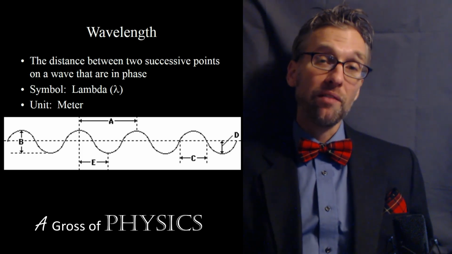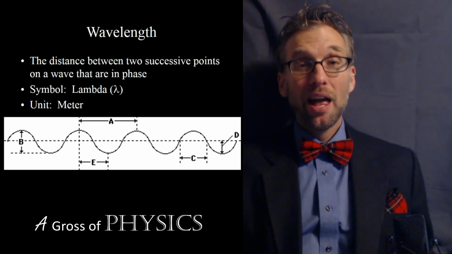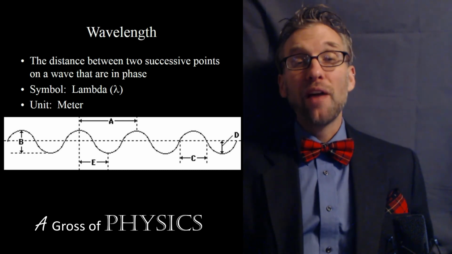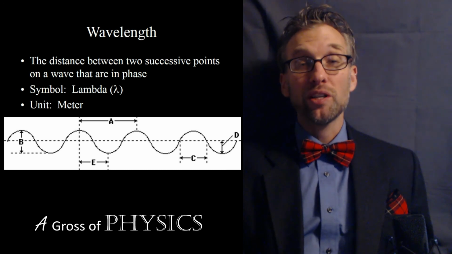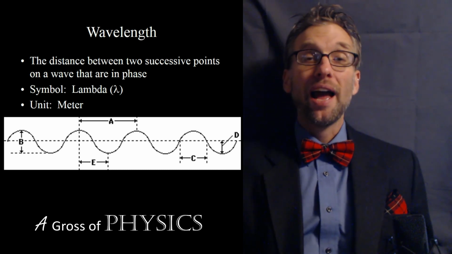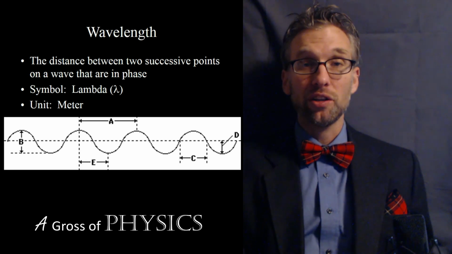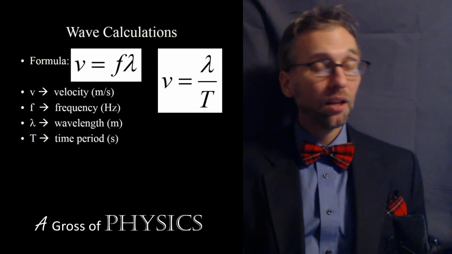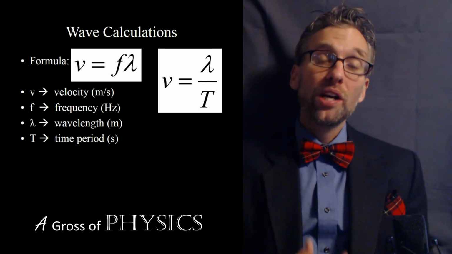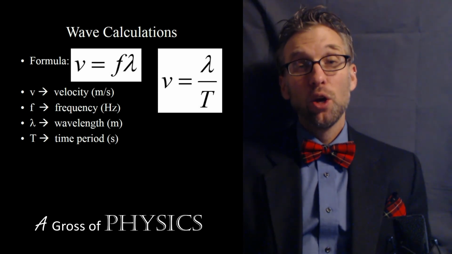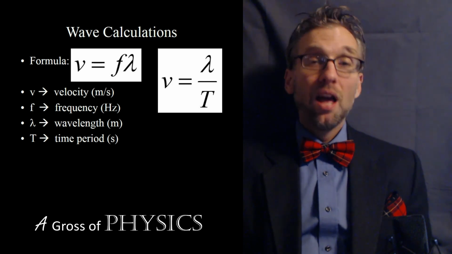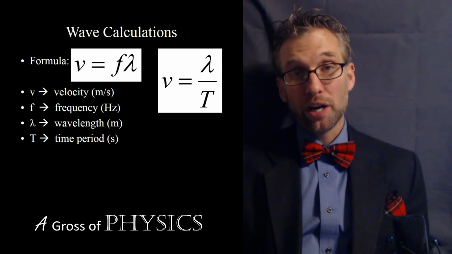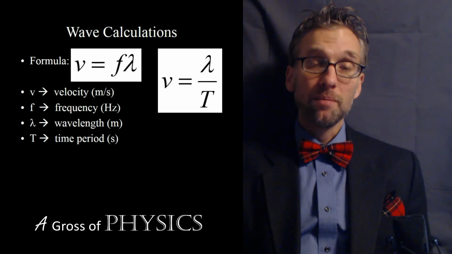Now, the symbol for wavelength is a Greek letter lambda, and it almost looks like an upside down Y that's tilted a little bit. This value is going to represent a wavelength, which is how far forward a wave goes as the wave makes one complete oscillation, completes one cycle of its vibration. Now, with that being said, we come to our equation of the wave, which is v equals f lambda. Or we can rearrange that as v equals lambda over T if we don't have the frequency and instead we have the time period.